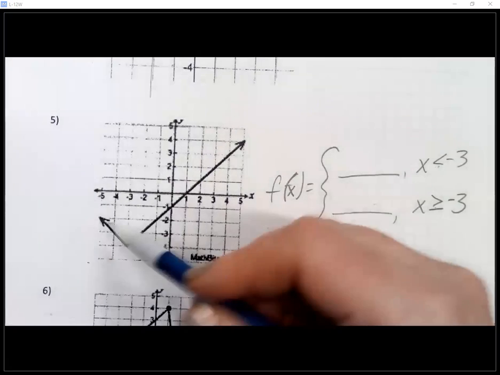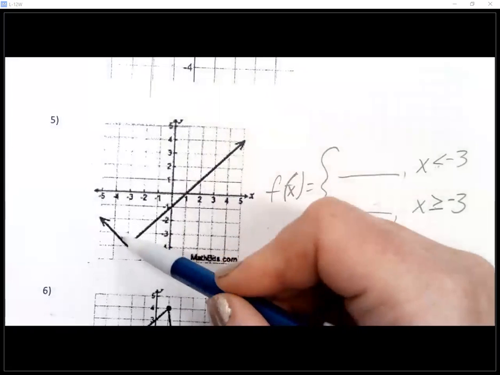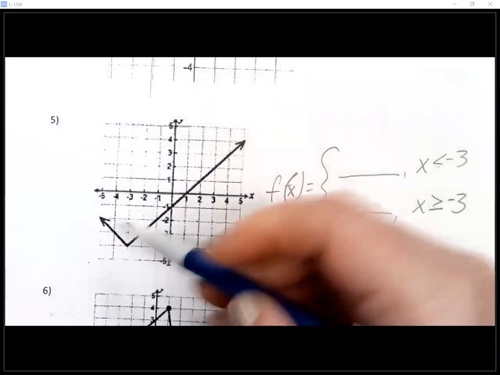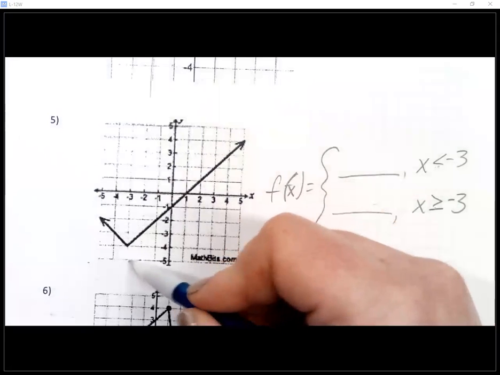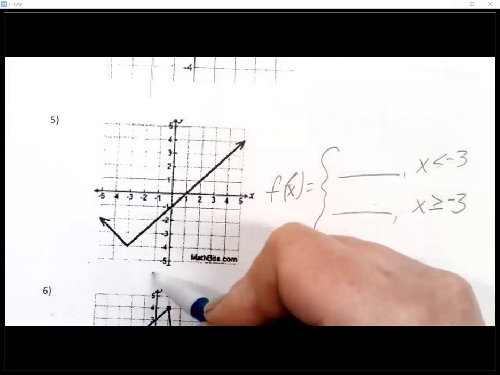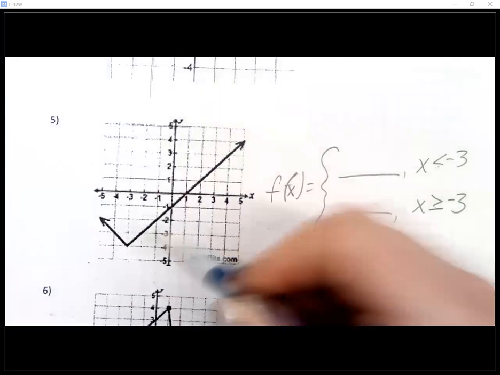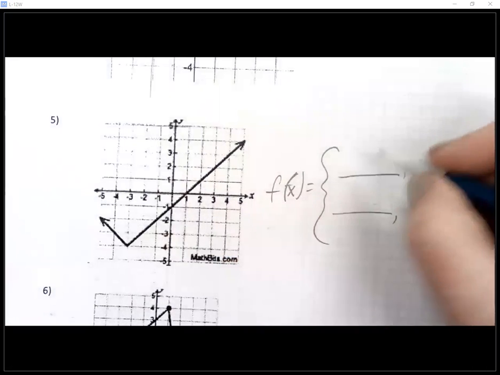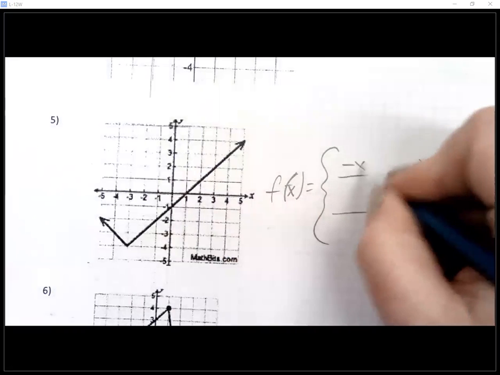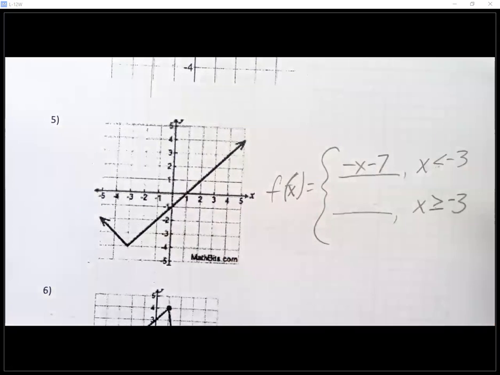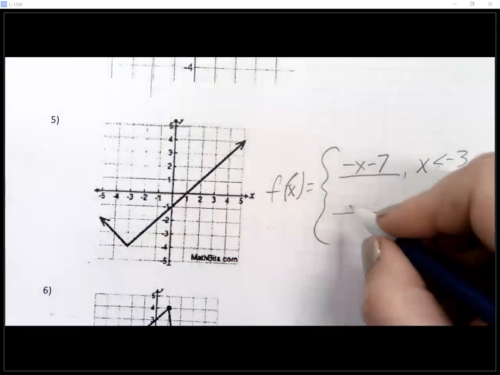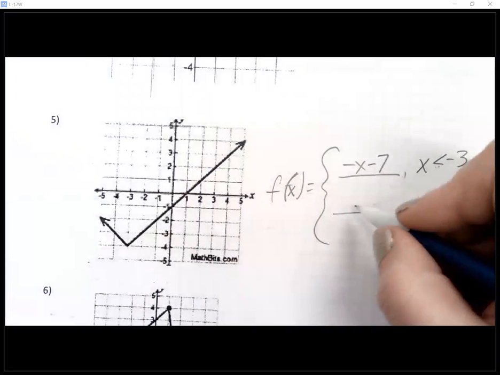Looks like the slope of this one is a -1. So I know I'm almost out of room, but I'm not that far off. I think it's -7. Yeah. So that one would just be -x minus 7. And then the other one's super easy. That one's just what? x minus 1.